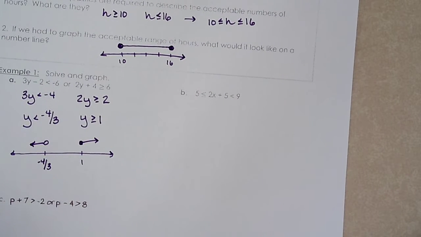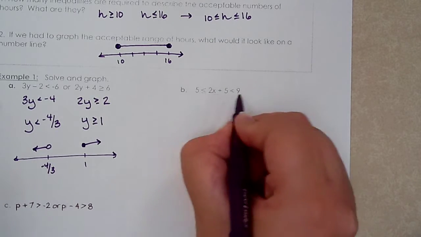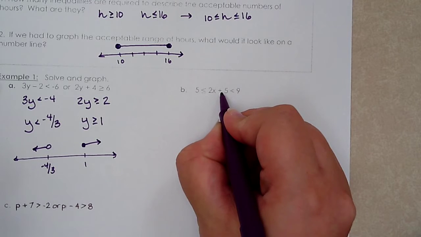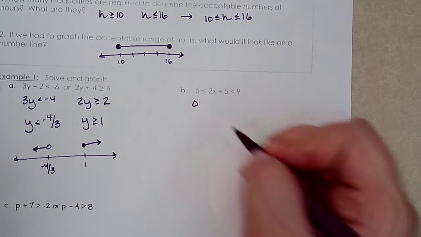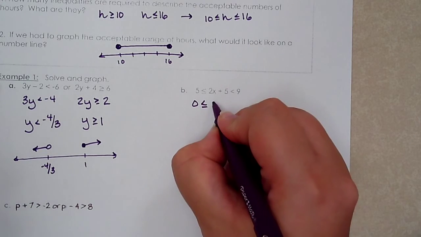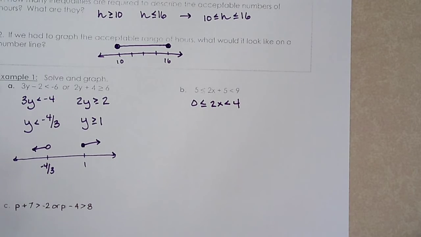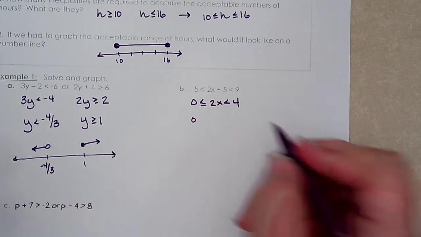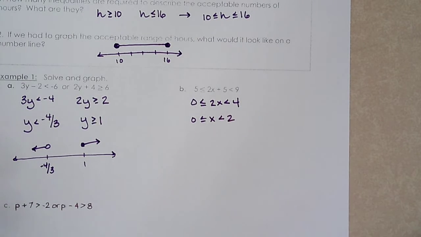All right, next up here, we have 5 is less than or equal to 2x plus 5 is less than 9. Remember, when we have these compound inequalities, we're going to do all the steps to all the sides. We need to keep it balanced. So I'm going to subtract 5 from the middle, but I'm also going to subtract 5 from the left and the right. When I do that, I get 0 less than or equal to 2x less than 4. Divide all sides by 2, again keeping it balanced. 0 divided by 2 is still 0. This becomes x. This becomes 2.